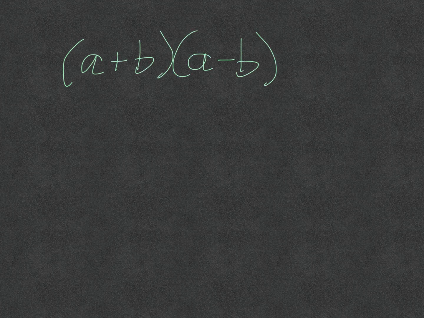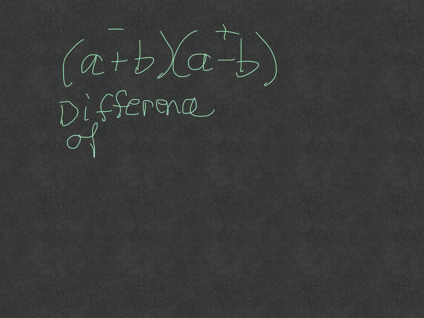So we're going to start with a plus b times a minus b. And of course, you could have a minus here and a plus here, and that would be okay. This one has a name. It is called a difference of squares. And it is named after the result.